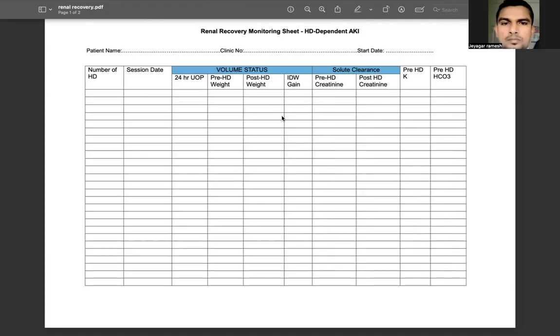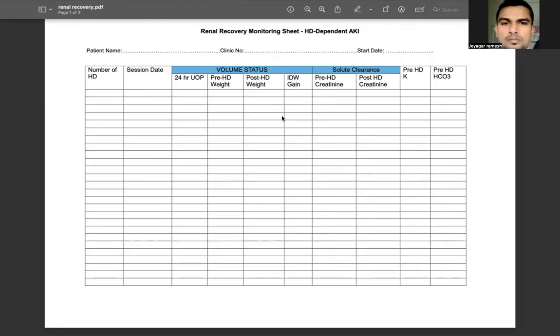Now we have started hemodialysis or renal replacement therapy in acute kidney injury, and we have evaluated the patient for the cause of the acute kidney injury, and we have sorted that out. And now the patient is recovering. So now our target is how to assess the renal recovery, and the patient is still dialysis dependent. So do we have to keep the patient as an inpatient to assess the renal recovery?